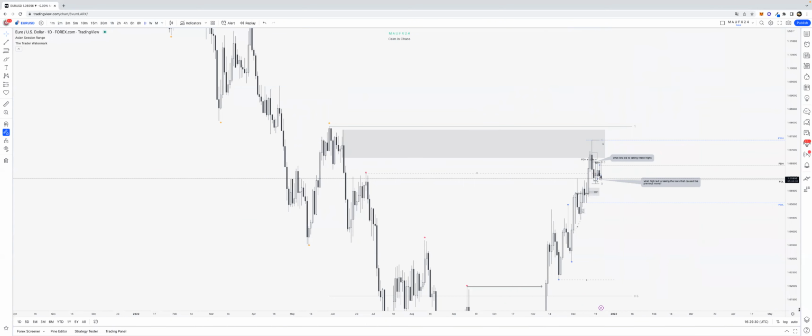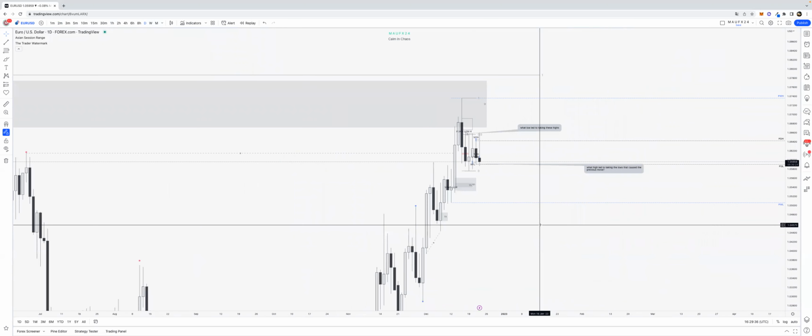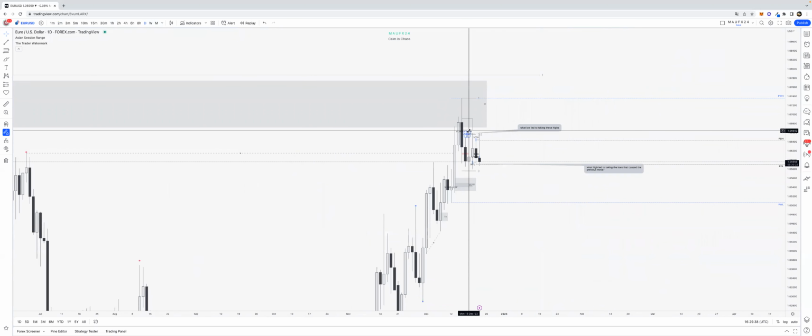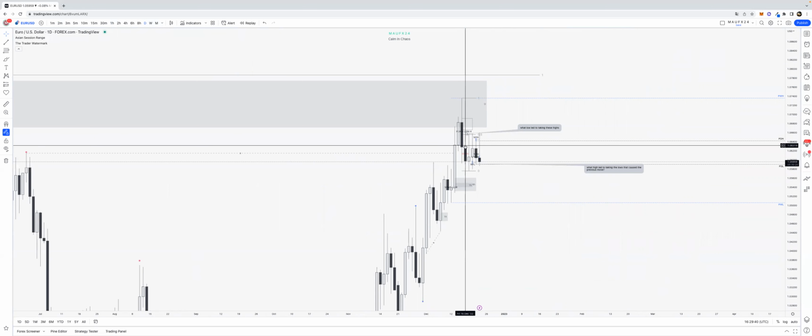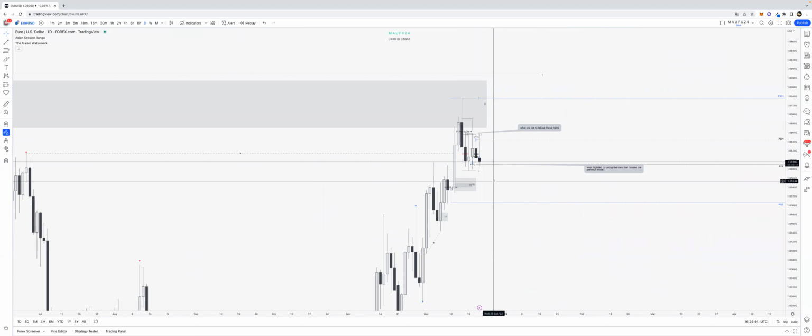Let's clean it up later. All right. So, what can we see? Overall price ranging the whole week, and today finally we got some movement. We took previous daily highs. Price melted down to previous daily lows, and let's see where we end for today.